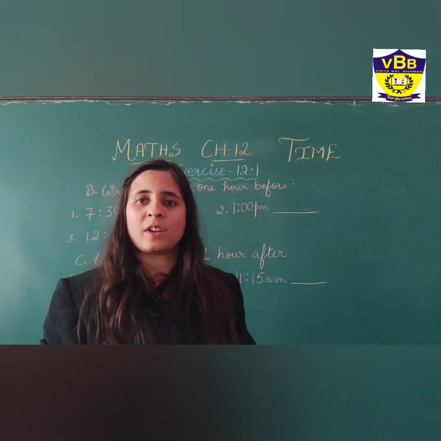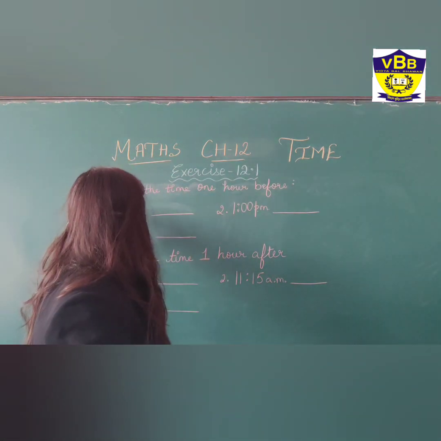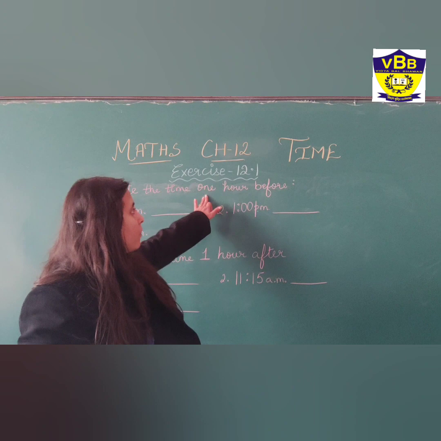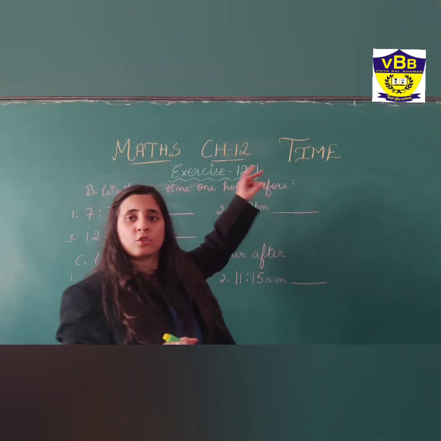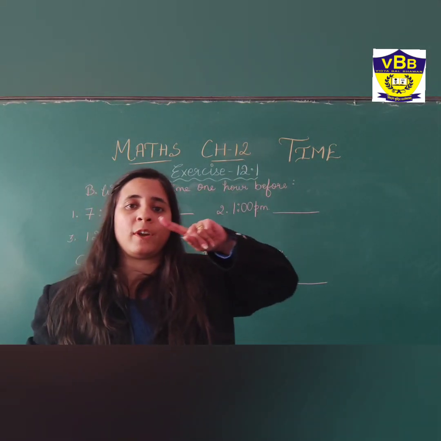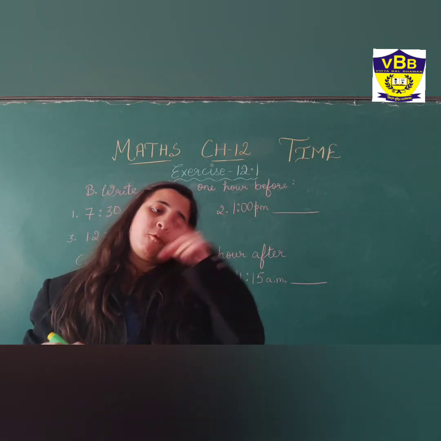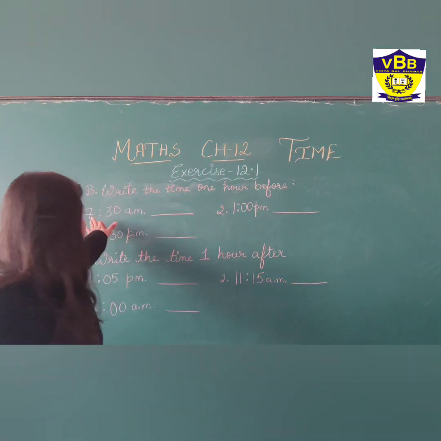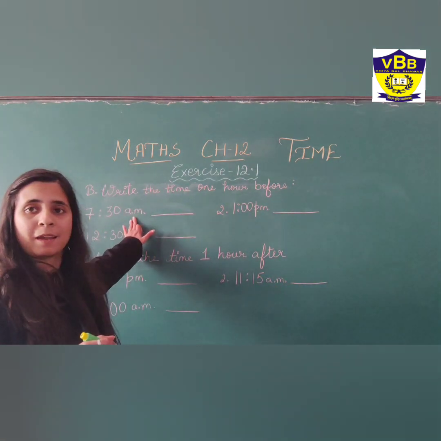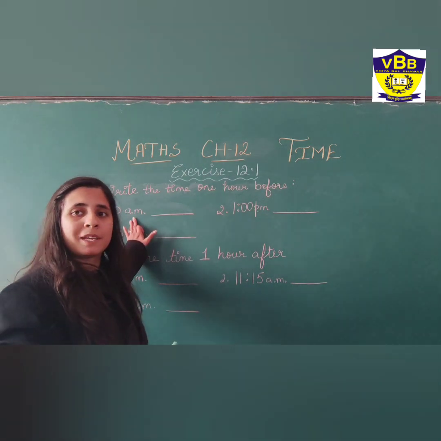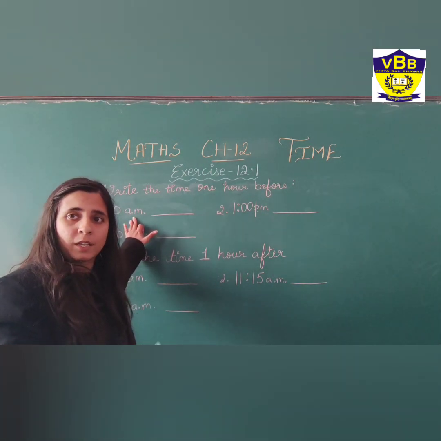Now let us look at the B part. B part says write the time 1 hour before. So the timings are given to us. We have to tell what would be the time 1 hour before that time. Alright, it is 7:30 AM. 7:30 AM means that it is 7:30 in the morning.